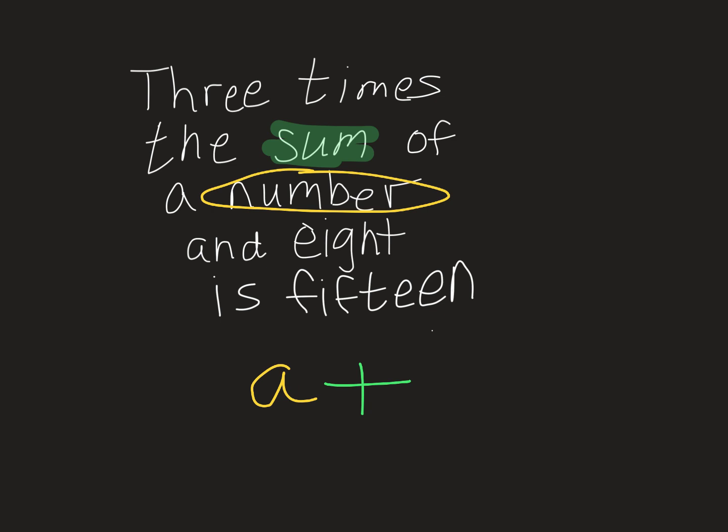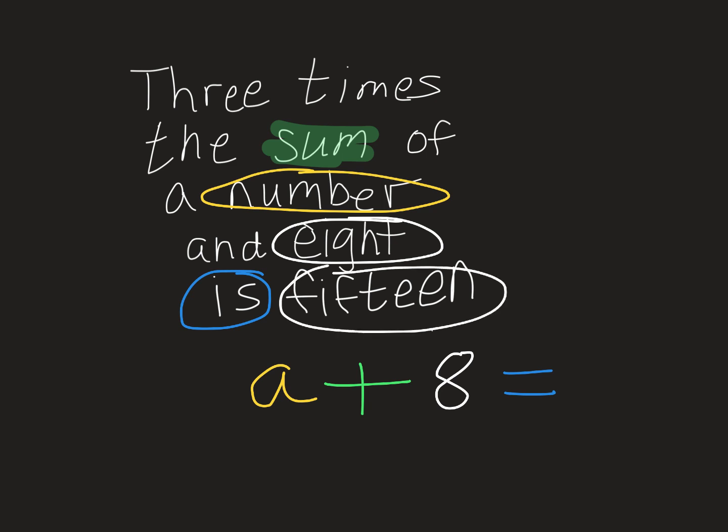So we're adding A to something, and what is that something? We're adding it to 8, right? I think 8's pretty self-explanatory. So the sum of a number and 8, does everybody agree with me that the code word for equals is is? And does everybody agree with me that 15 is pretty self-explanatory? Yeah. So I'm just going to write 15.